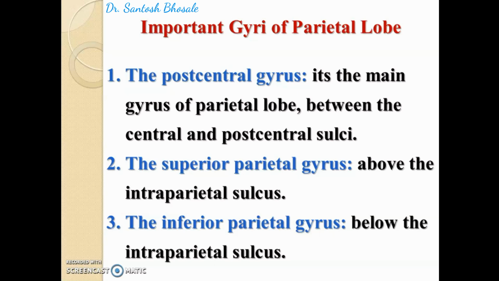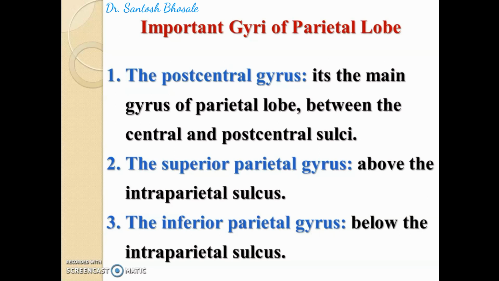So postcentral gyrus is area number 3, 1, 2, it is a primary sensory area. Superior parietal and inferior parietal lobule involve area number 5 and 7. They are the higher centers for further processing of sensory information.